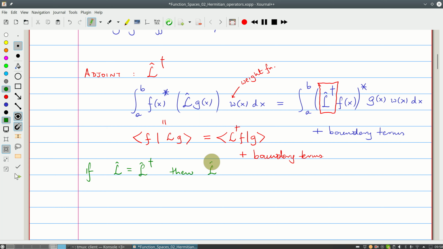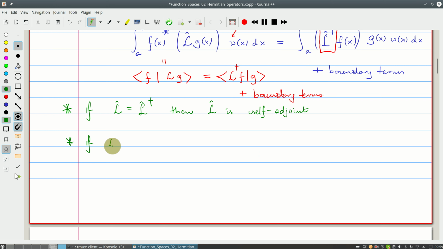And in order for L to be Hermitian, we have one more condition. If L is self-adjoint, and if certain conditions are imposed such that the boundary terms vanish, then L is Hermitian.